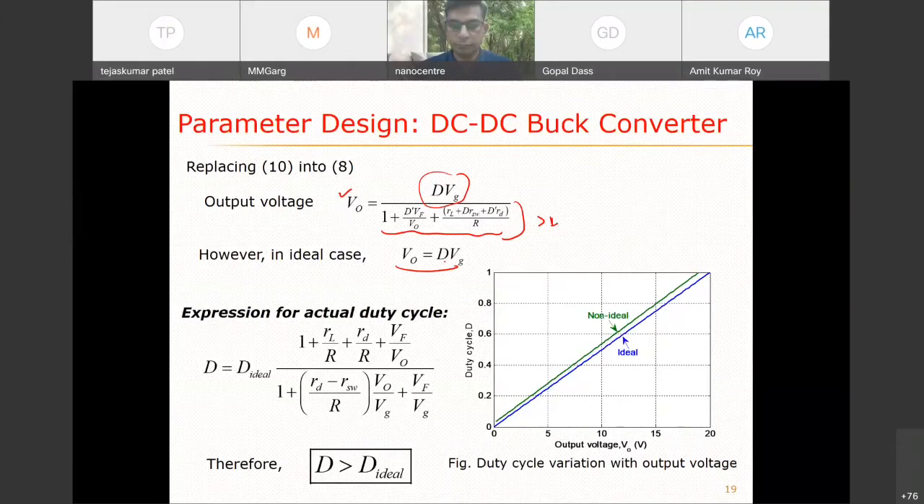Then we get these relationships, and just by rearranging the terms, we get this output voltage V output that is not just D into Vg. It has certain other components also, or we may say that this output voltage is a function of non-idealities as well. So here we see that this term is greater than 1. So this output voltage is ideally D into Vg, but in the practical case, that will be less than D into Vg, right?